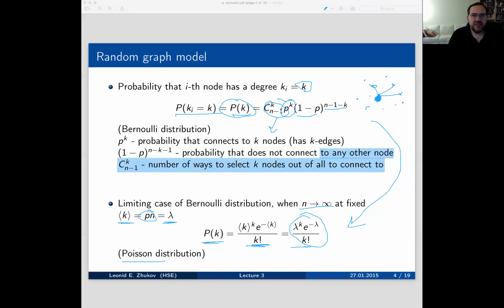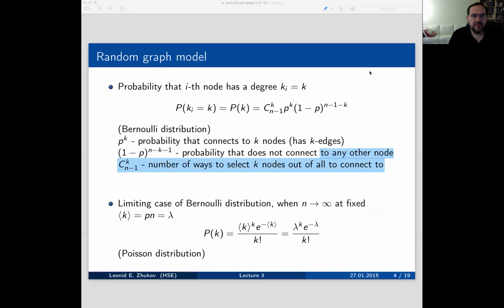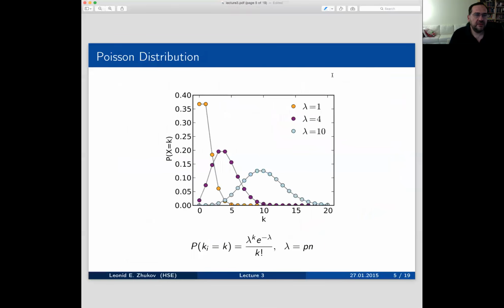Okay, so what does this random graph model look like? Well, this is the classical Poisson distribution. Nothing new here. Just again, a reminder that when we were dealing with power law distribution, we were expecting something.